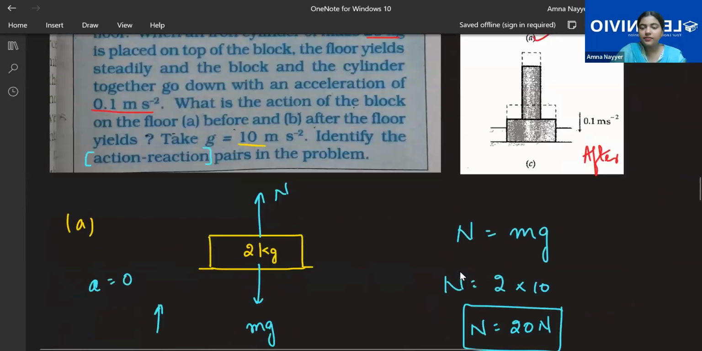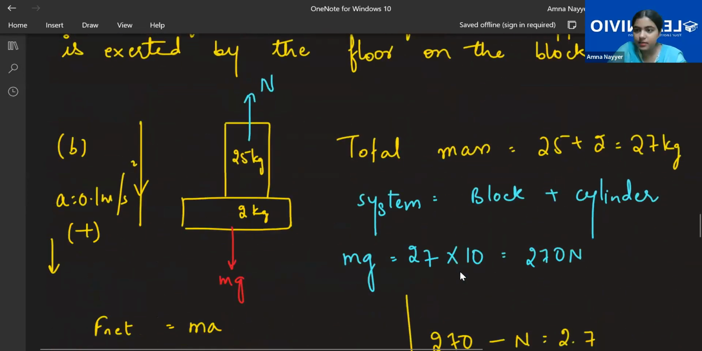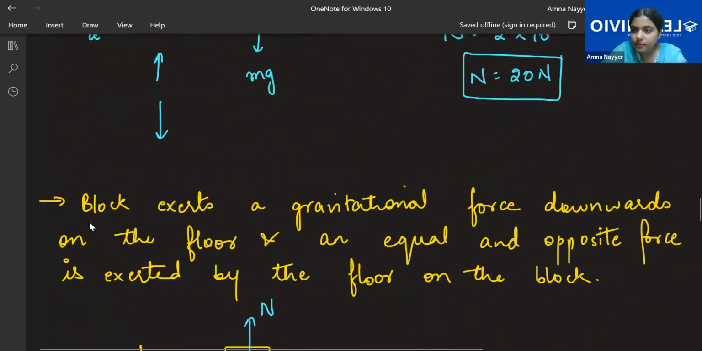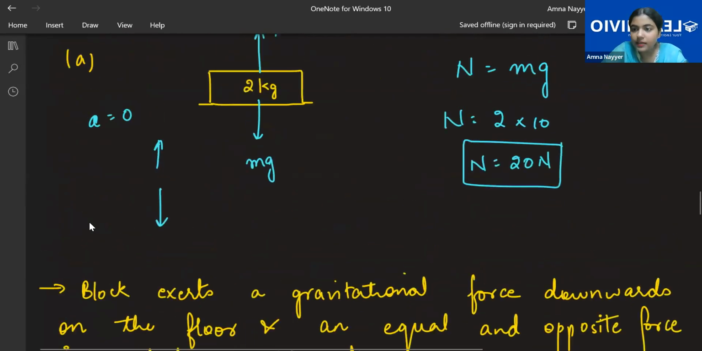See, this is a little lesser than the normal reaction we were getting initially. If this acceleration wasn't present, our normal reaction would have been 270. And when the system accelerates, you need to apply this equation. Now, did you understand this question? Yeah. Others also?